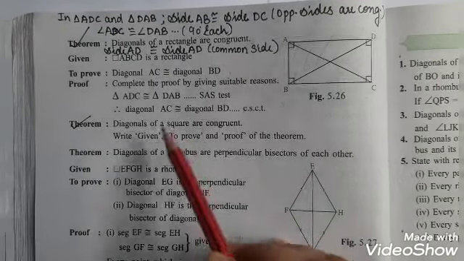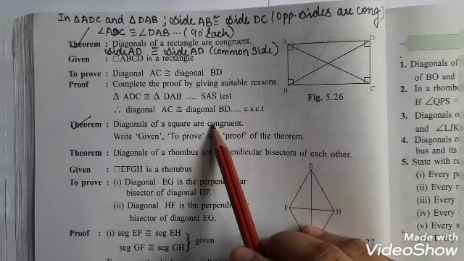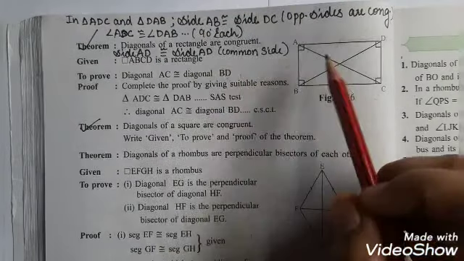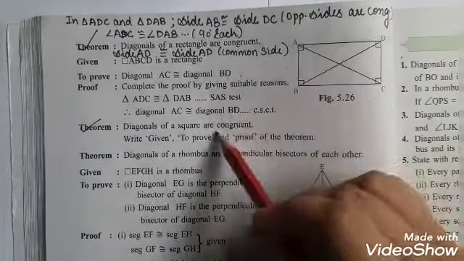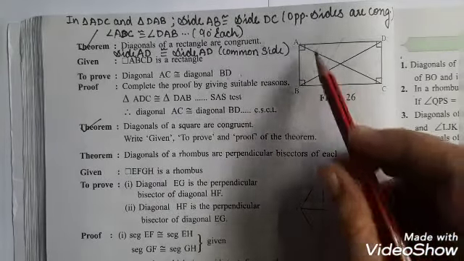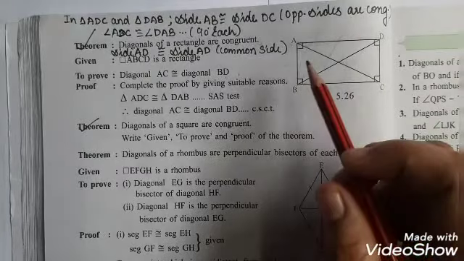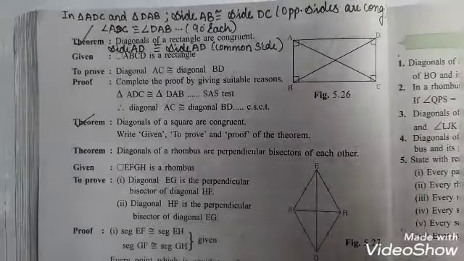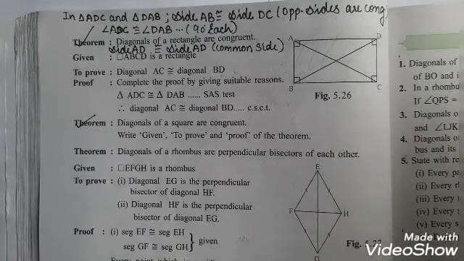Next, the second theorem: diagonals of a square are congruent. Now this theorem you have to do for homework. It is the same as what we have done for a rectangle. Here it was a rectangle, here it is a square, so nothing changes. Sorry, diagonals of a square are congruent. The proof remains the same, only instead of a rectangle we have to take a square and do the sums.